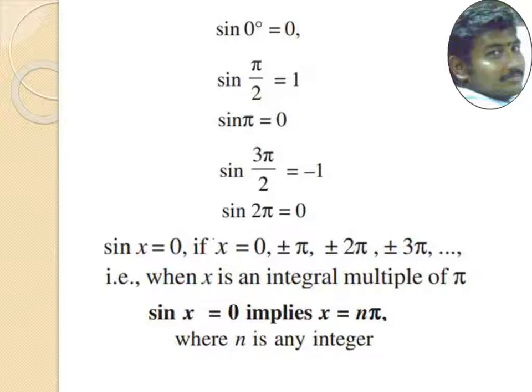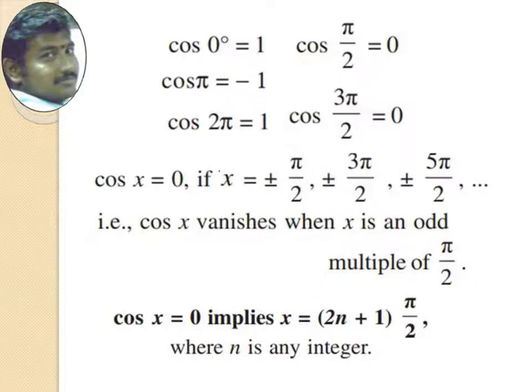Here you see sin 0 is 0, sin pi by 2 is 1, sin pi is 0, sin 3 pi by 2 is minus 1, sin 2 pi is 0. Where are we getting 0? Just at 0, pi, 2 pi and so on, in the positive direction. In the negative direction also we will get the same. So we get like this.